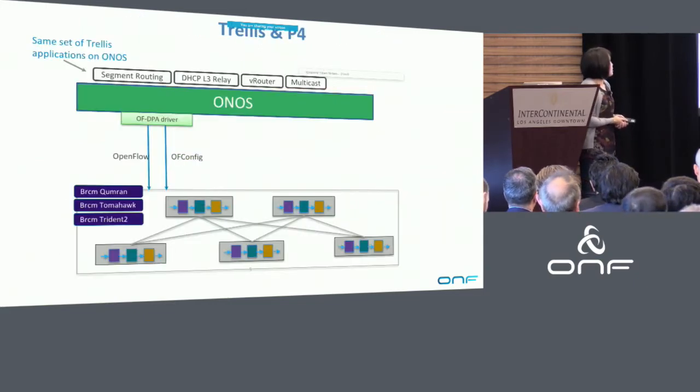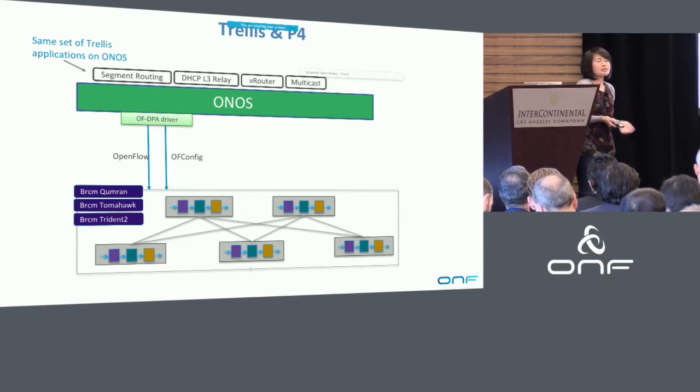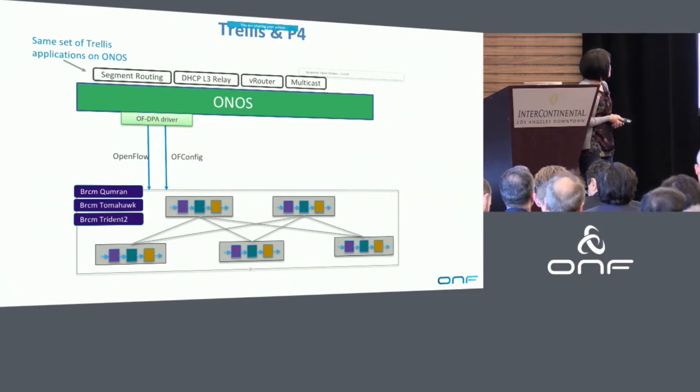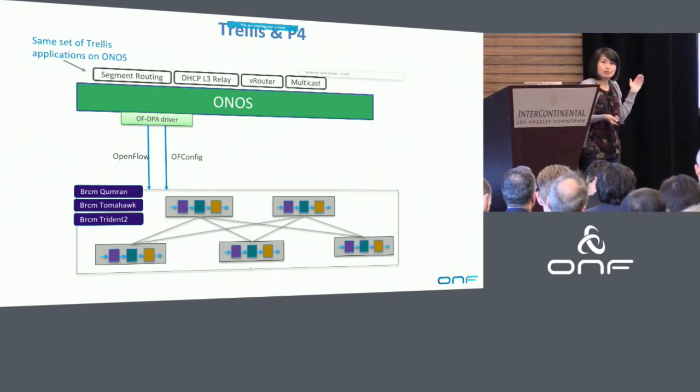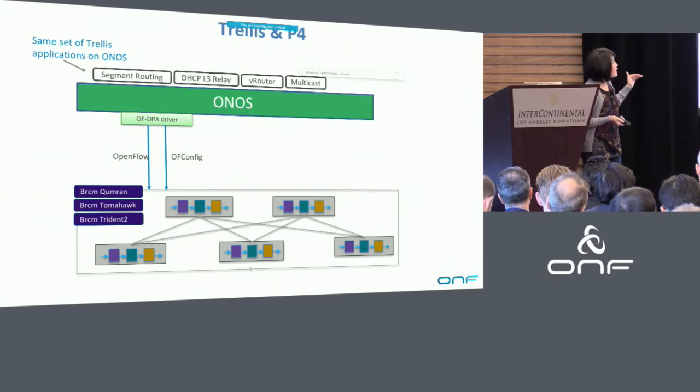Trellis and P4. As Brian mentioned in his talk, there's a lot of work going on at ONF around P4 as we look at that next generation of interfaces and being able to support that next generation SDN. So what you'll see here is that the way Trellis works is there's a set of applications that are hosted on ONOS. What we've been trying to do is we want to make sure that those are preserved. So if you look at the ONOS architecture, Thomas touched on this, where we have a southbound.